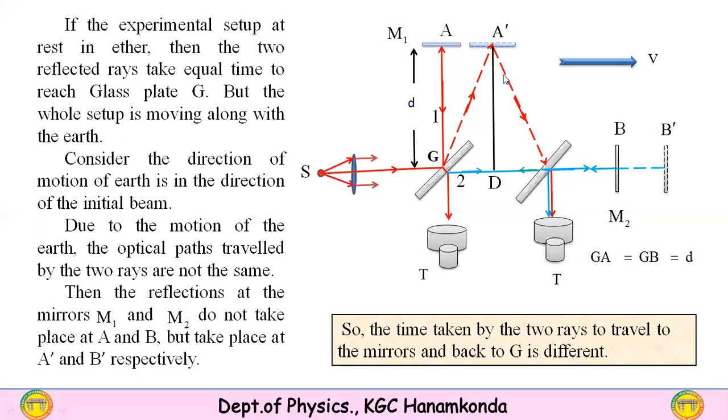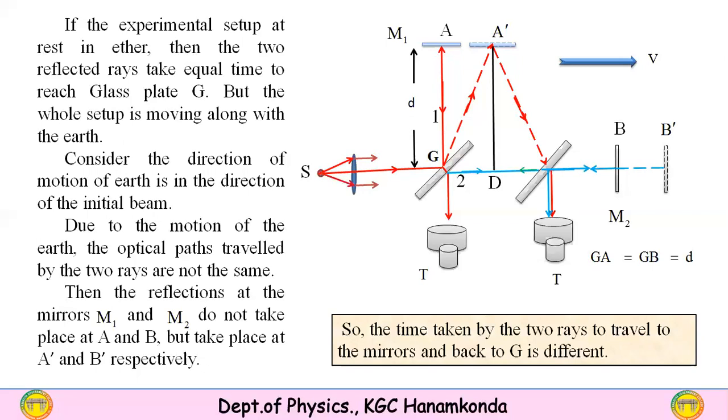Here along this direction A dash to G dash. Suppose this point is G dash. So the ray comes from S, is incident on G, is reflected along the GA dash direction, is incident on plane mirror M1, and is reflected back along A dash G dash, and is incident on the semi-silvered glass plate at G dash. This is about the reflected ray.